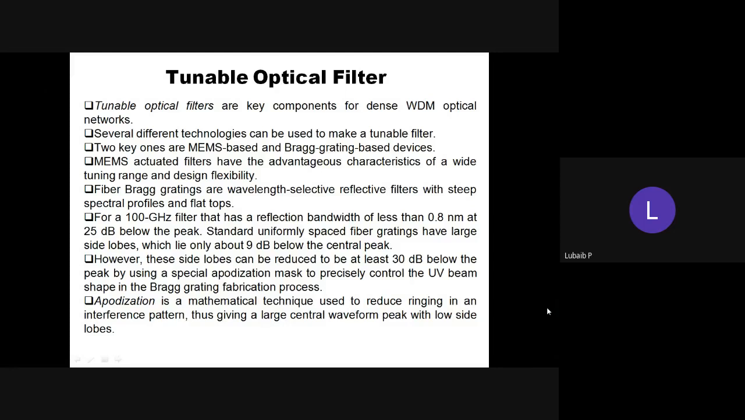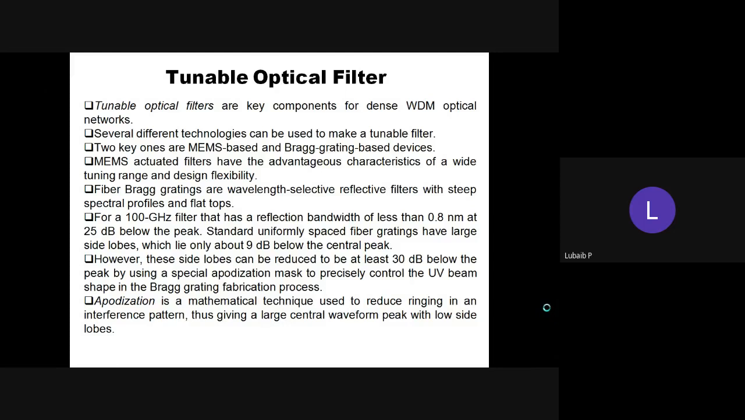These side lobes can be reduced to at least 30 dB below the peak by using a special apodization mask. This apodization mask is used to reduce the side lobe level, that is, to precisely control the ultraviolet beam shape in the Bragg grating fabrication process. Apodization is a mathematical technique used to reduce ringing in an interference pattern, thus giving a large central waveform peak with low side lobes.